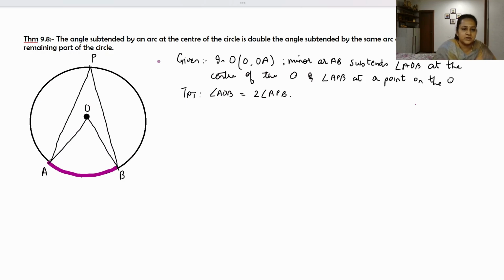To prove this, we are going to do a construction. We will construct a ray.